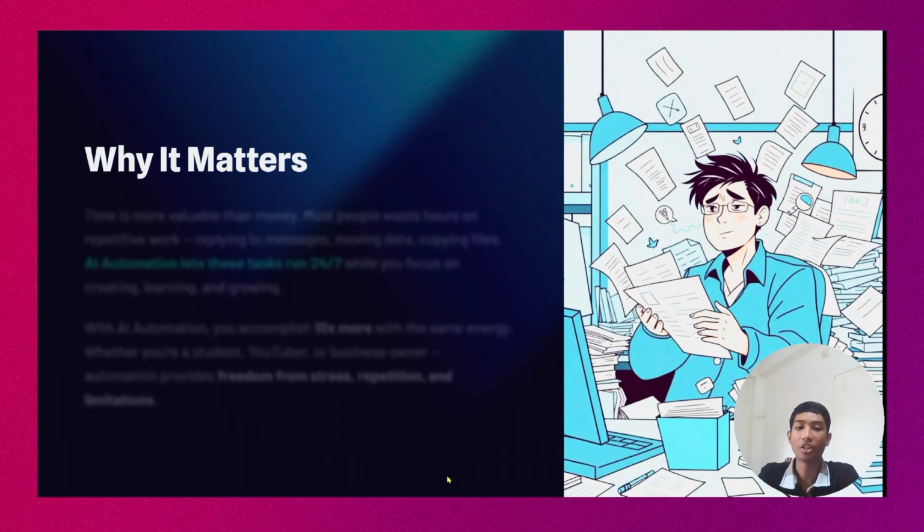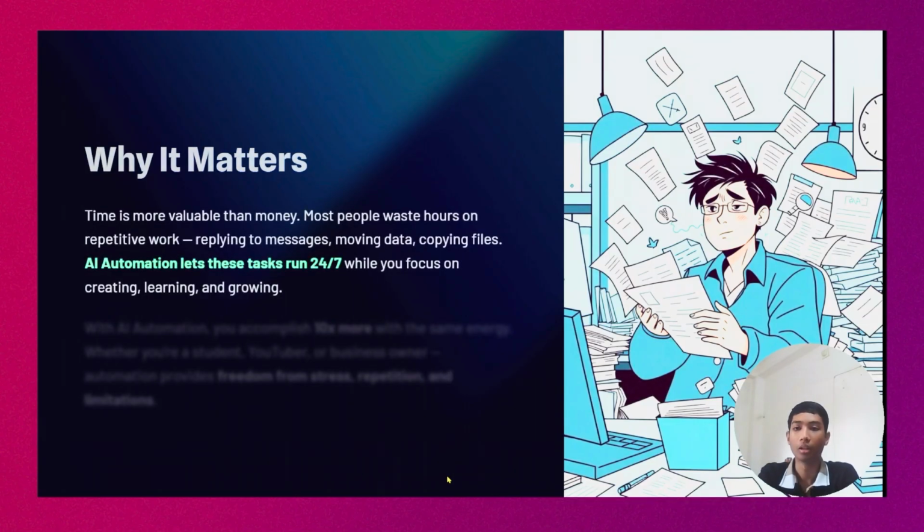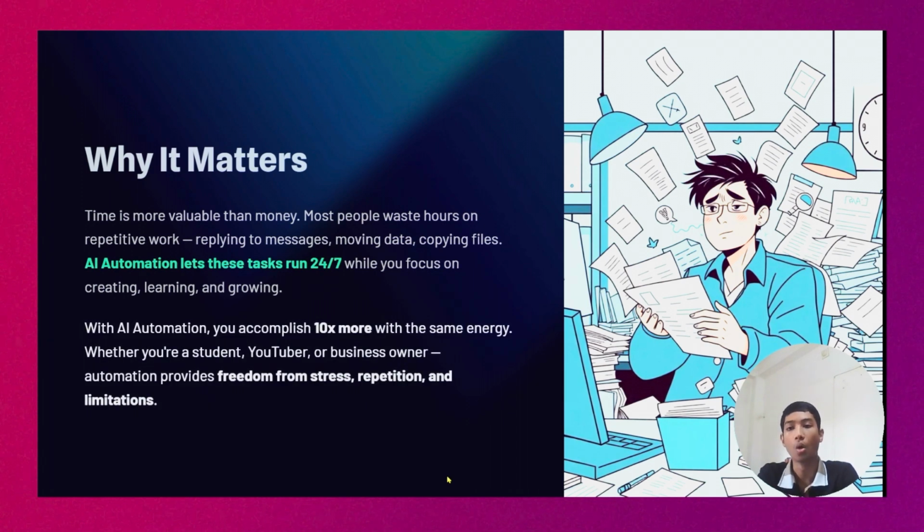Let's see why it matters. Time is more valuable than money. We know it. Most people waste hours on repetitive work: replying to messages, moving data, copying files, etc. Automation lets these tasks run 24 out of 7 while you focus on creating, learning, and growing. This is super powerful. With AI automation, you accomplish 10x more with the same energy. Whether you're a student, YouTuber, or business owner, automation provides freedom from stress, repetition, and limitation.